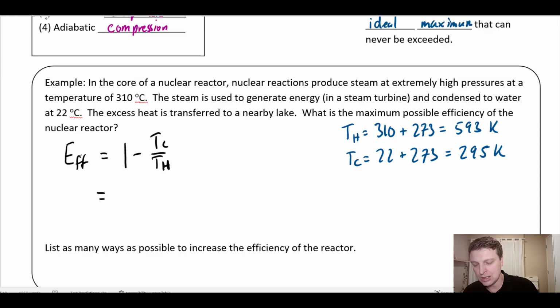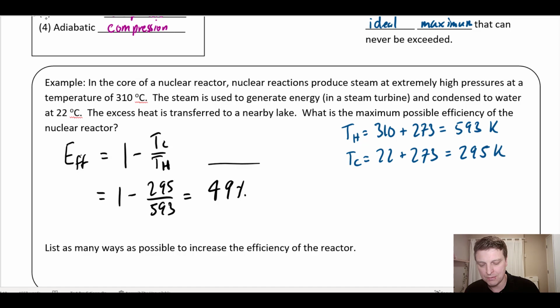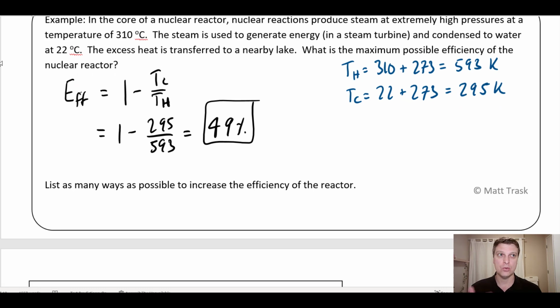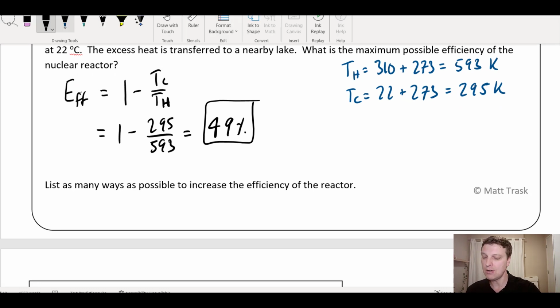So plugging this in here, I get 1 minus 295 divided by 593, and this ends up being about 49% efficient, which means that under these conditions, the best that this nuclear reactor could do, the absolute best, would be to use 49% of the heat that flows in and turn that into work. And of course, the actual nuclear reactor is going to be less efficient than that because it's not a perfect machine. So what could we do, potentially, to increase the efficiency of this engine?